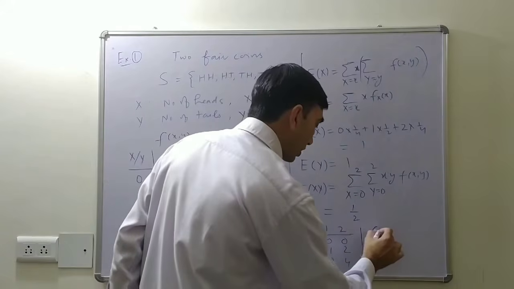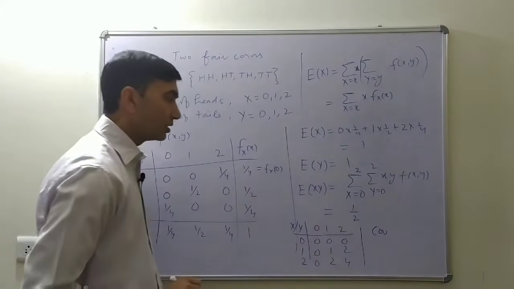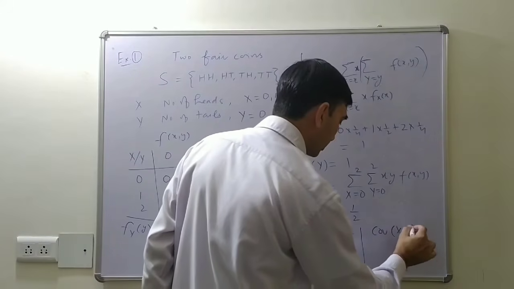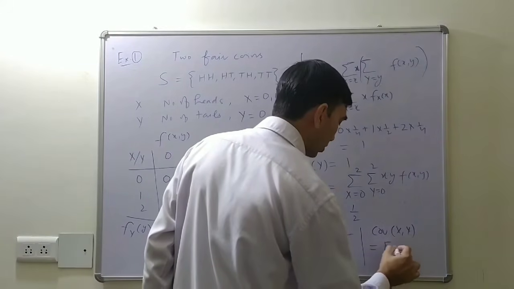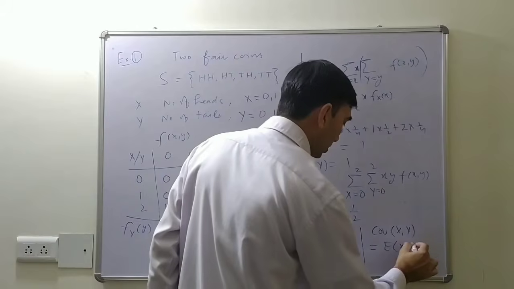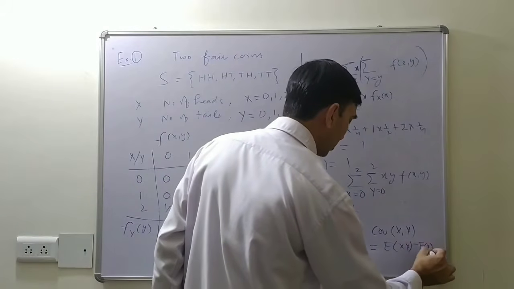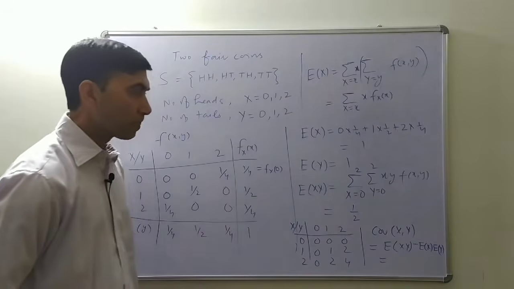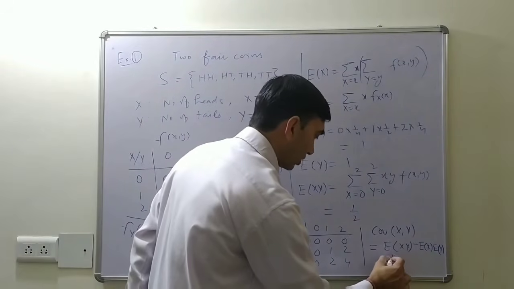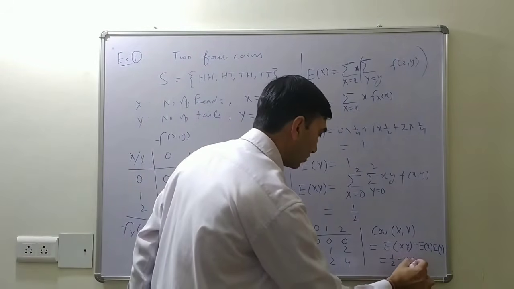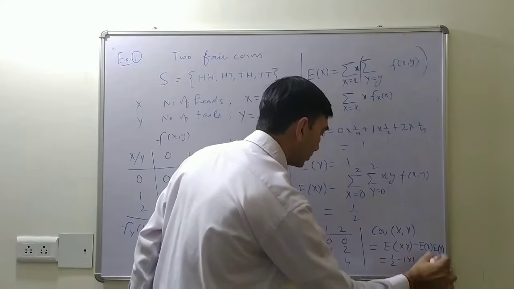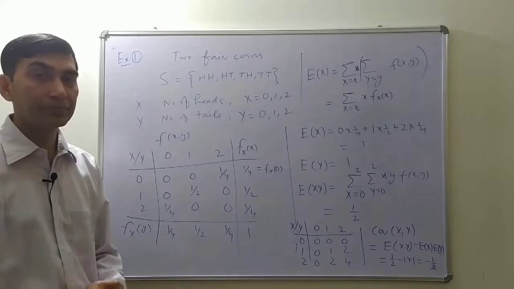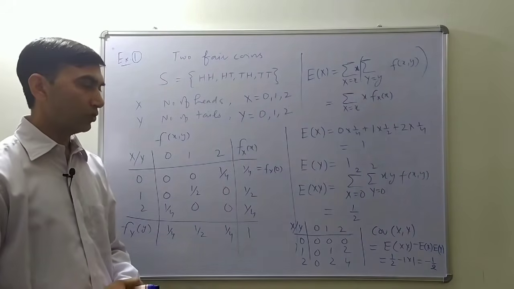Now one more thing we can calculate, because now we have EX, EY and EXY. So what's covariance xy? Recall the definition. It's EXY minus EX into EY. So what is the calculation for covariance xy? It is 1 by 2 minus 1 into 1. Finally you get minus 1 by 2. So this is the covariance of xy.